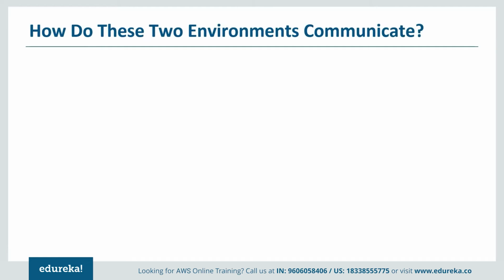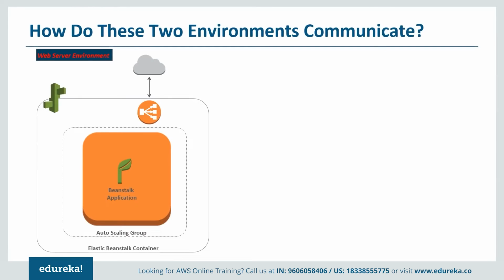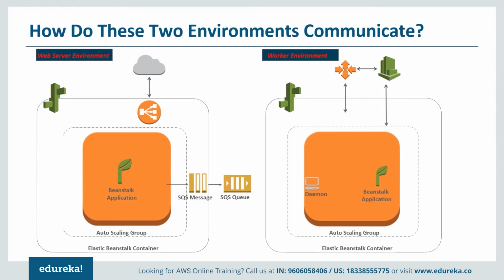Now you know what web server environment is, what worker environment is, and why we need worker environment. But there has to be some way for this web server environment to pass on this task to worker environment. Let's see how. So you have your web server environment. It has received a request, and while processing, it has encountered tasks which are taking a lot of time. So it creates an SQS message. SQS is a simple queue service offered by Amazon. And this message is then put into SQS queue. And the different requests are arranged based on priority in the SQS queue.